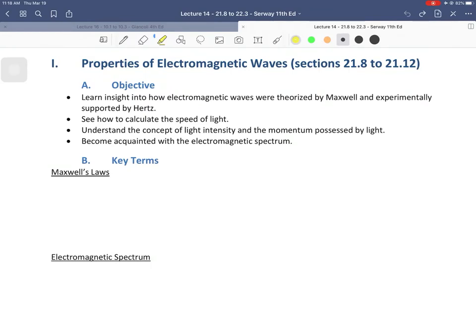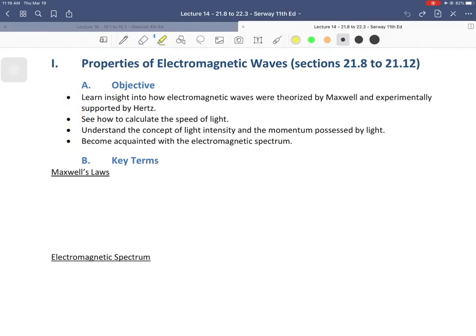What this lecture represents is the introduction to light. We're going to be talking about light for the next few lectures, and this is the first lecture where we're going to be getting into it. Our objectives are to learn insight into how electromagnetic waves were theorized by Maxwell and experimentally supported by Hertz. We're going to see how to calculate the speed of light, understand the concept of light intensity and the momentum possessed by light, and become acquainted with the electromagnetic spectrum.